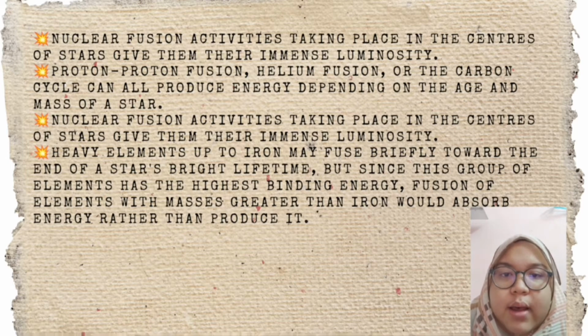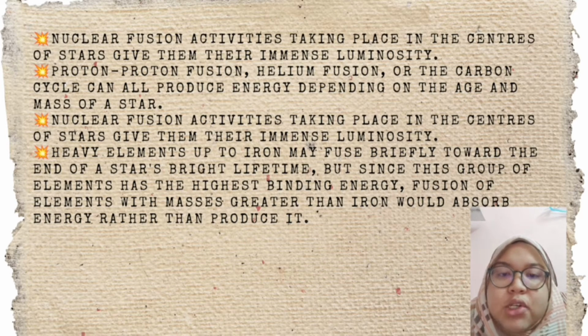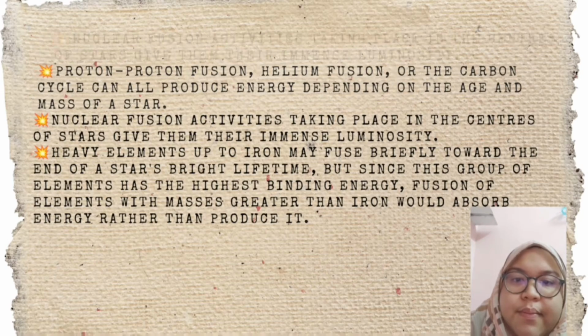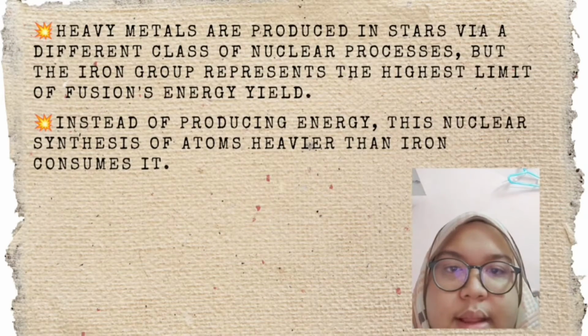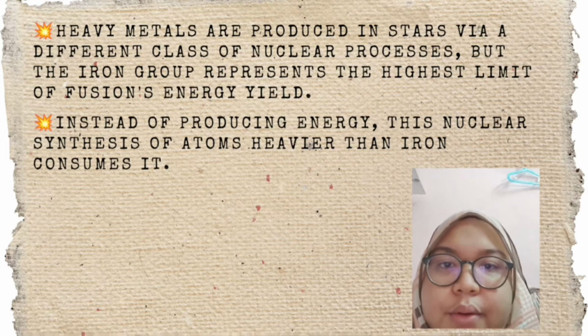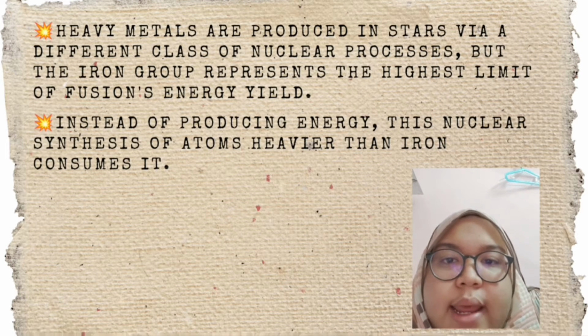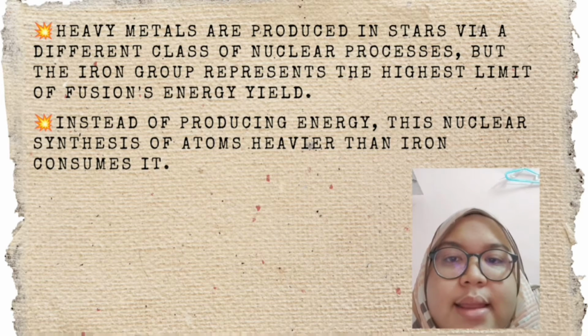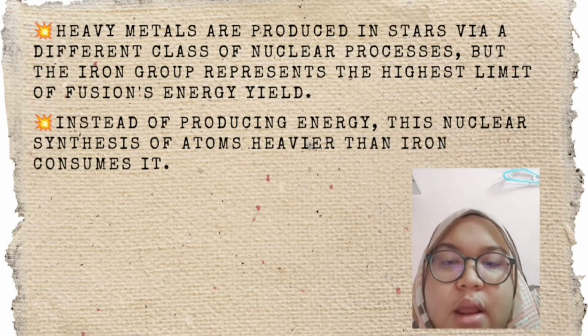Heavy elements up to iron may fuse briefly toward the end of a star's lifetime, but since the iron group of elements has the highest binding energy, fusion of elements with masses greater than iron would absorb energy rather than produce it. Heavy metals are produced in stars via a different class of nuclear processes, but the iron group represents the highest limit of fusion energy yield. Lastly, instead of producing energy, this nuclear synthesis of atoms heavier than iron consumes it.